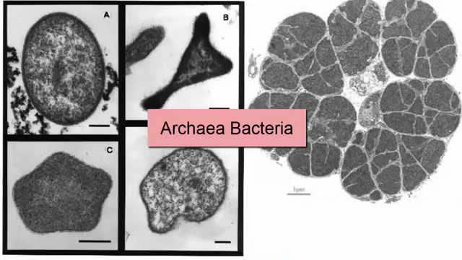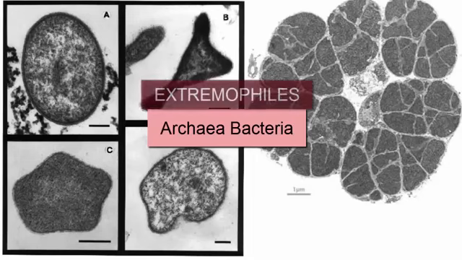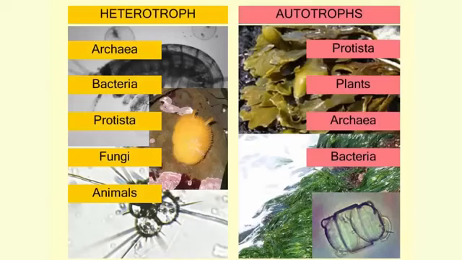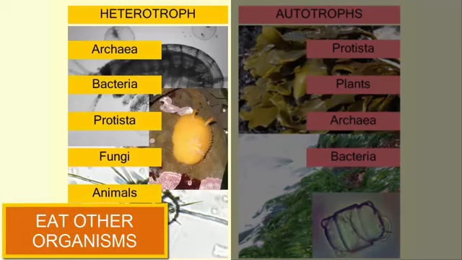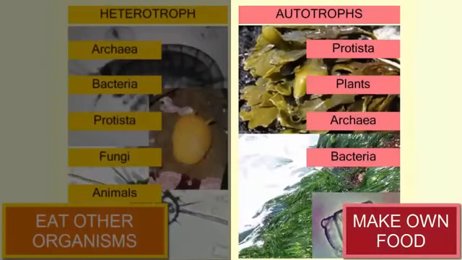The very simplest single-celled bacteria, likely ones that could handle extreme conditions, such as high heat and no light, also known as extremophiles. All living organisms can be classified as autotrophs or heterotrophs. Heterotrophs acquire their food by eating other organisms. Autotrophs make their own food, usually through a process called photosynthesis.